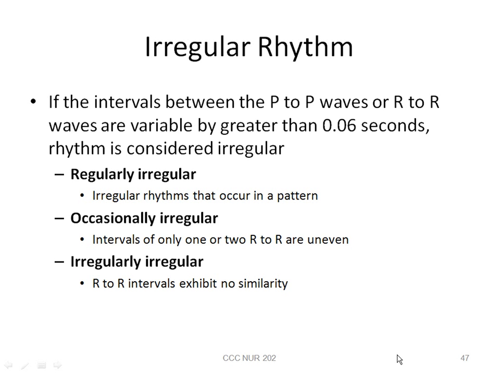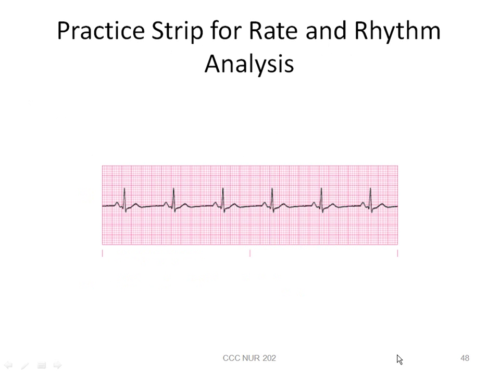Regularly irregular can be like a sinus arrhythmia, which goes along with respirations. Occasionally irregular basically can go along with PACs, PVCs, those type of things.